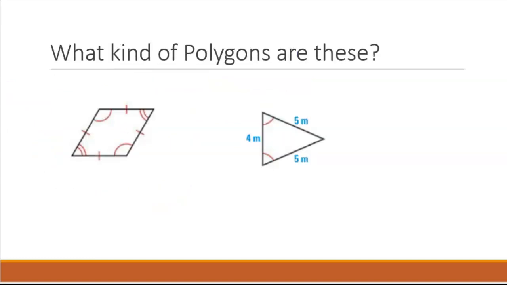What kind of polygons are these? So look at the first one, we can see that all the sides are the same. So this is equilateral, but we only have the 2 pairs of congruent angles, so it's not equiangular. So this is irregular.